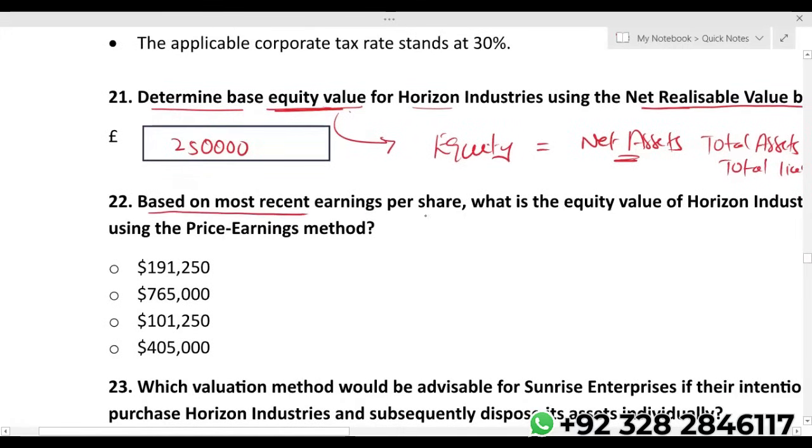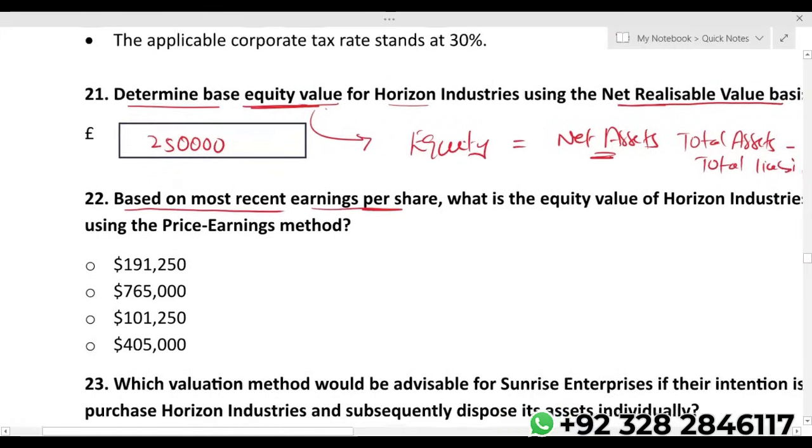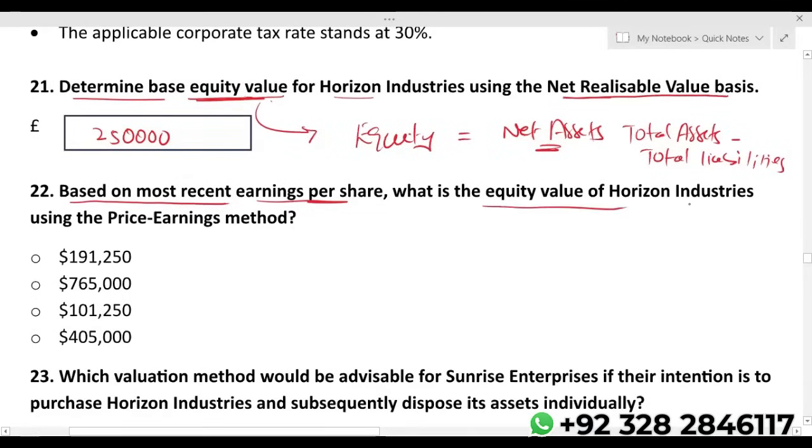Based on the most recent EPS, what is the equity value of Horizon Industry using the P/E ratio method? Now listen. P/E ratio is equal to P naught upon EPS. Or you can also say P/E ratio into EPS will give us P naught.